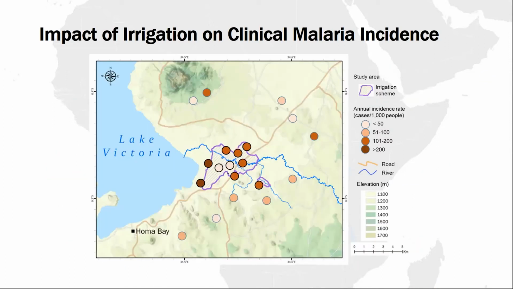Higher malaria burden in irrigated clusters can be visualized from the distribution map of clinical malaria incidence rates. High incidence rates were observed in villages within or near the irrigation site.